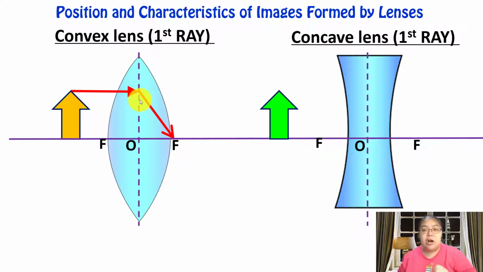Let's see the concave first ray, how to draw. Still parallel, also the same. But this one, they will diverge from the F. So we see, they will diverge from the F. They use the in front F. That one is a negative length. So this one is the first ray.